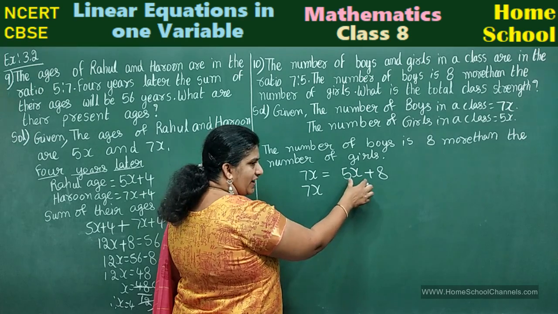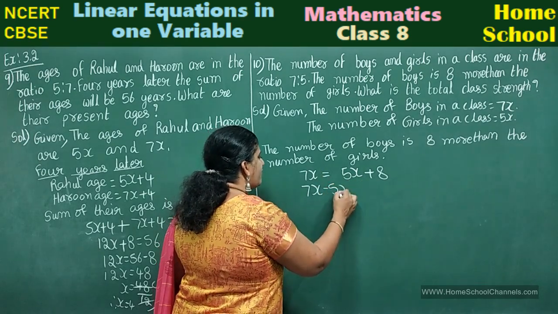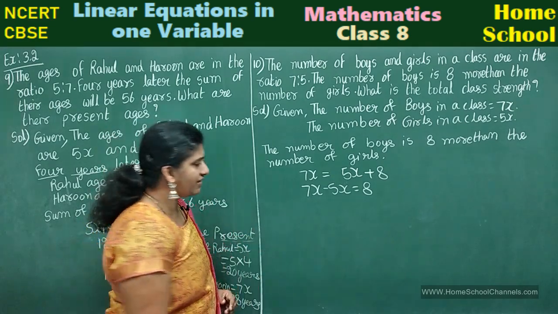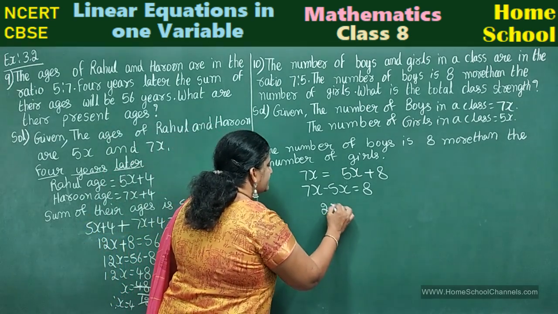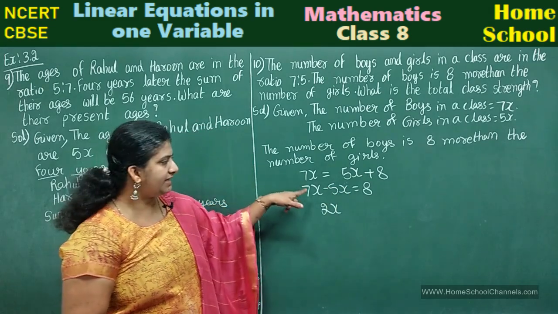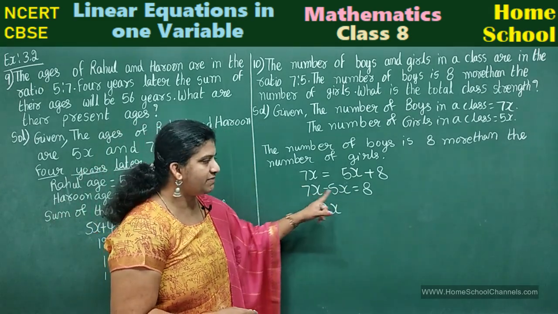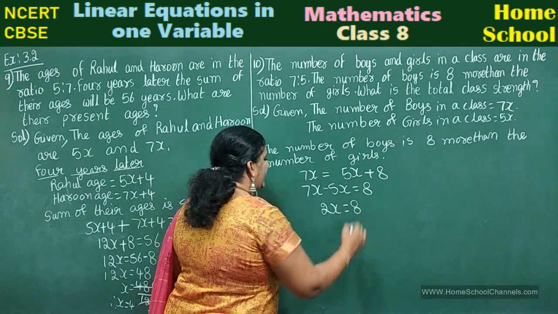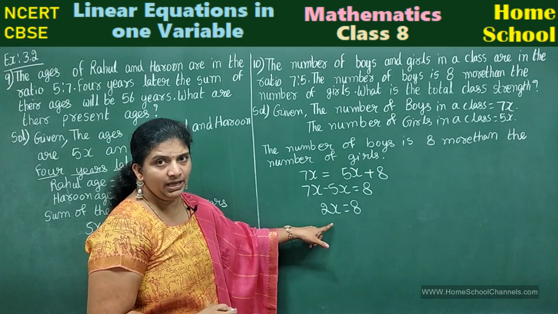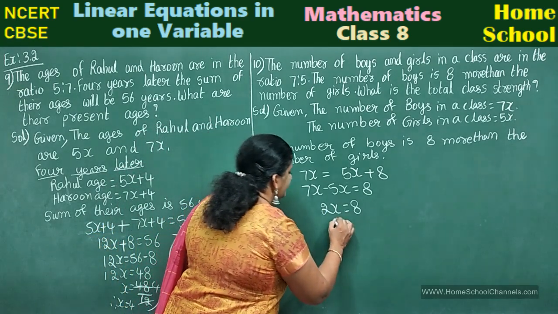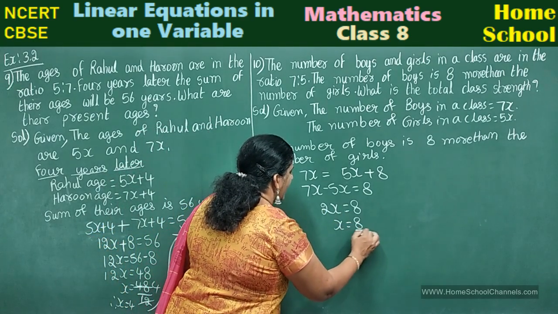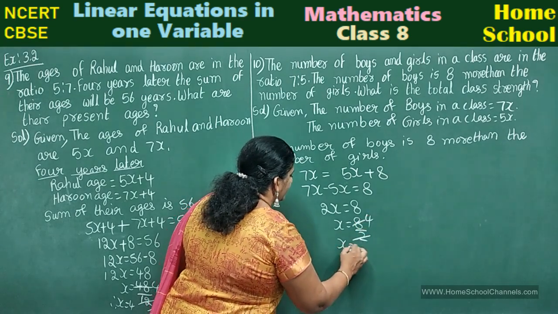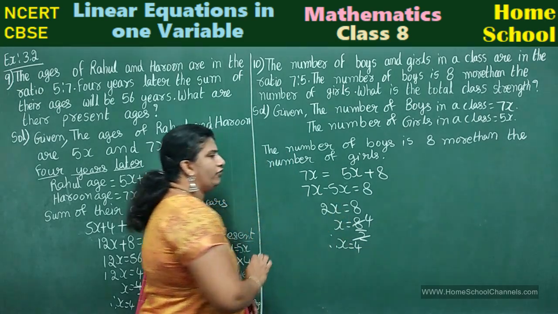7x minus 5x is equal to 8. 7x minus 5x will be 2x. You know this? In these, x is common. 7 minus 5 is 2. 2x is equal to 8. 2 is a multiple. Send other side. Divide 8 by 2. 2 fours are 8. That is x is equal to 4.